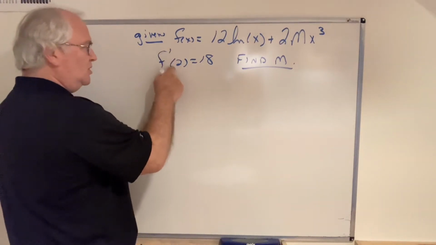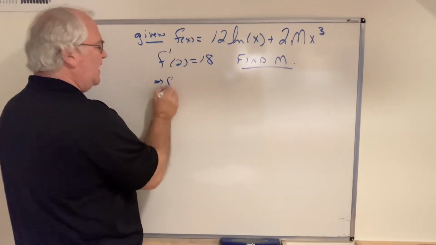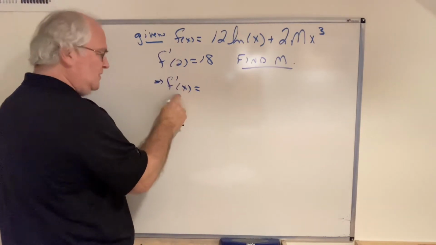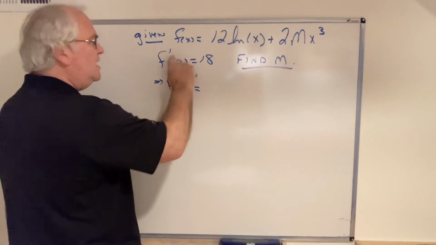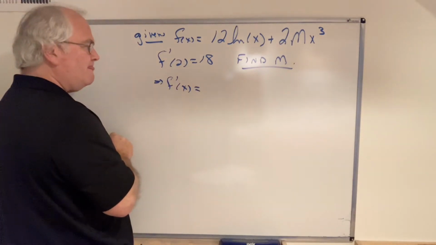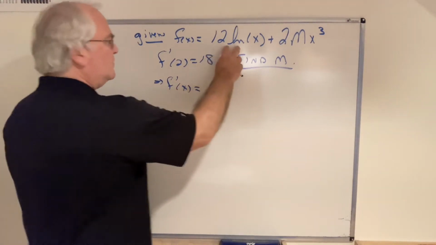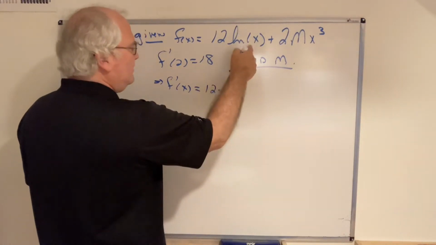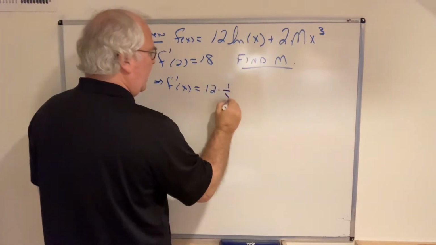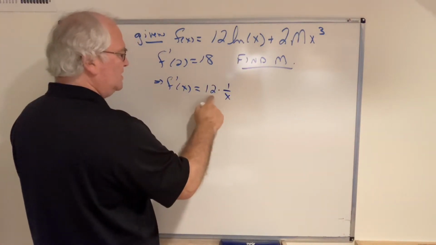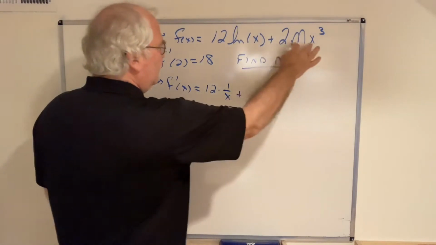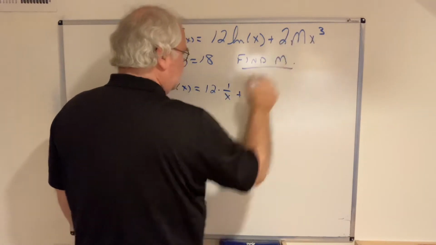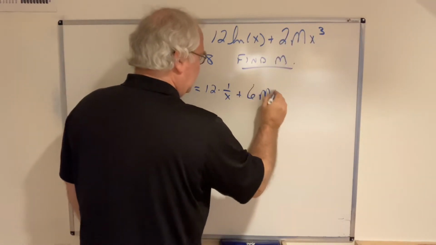Do the calculus portion, the derivative. So first, we need to find just the derivative, because we have the derivative evaluated at 2. Find the derivative, evaluate it at 2, set that equal to 18, and then back solve for m. So the derivative here is straightforward. Constant multiplier multiplies along, and the derivative of natural log of x is 1 over x. If you want, you can write that as 12 over x. And then this is the power rule. 2m is the coefficient. So the derivative of 2m x to the third is 6m x to the second.